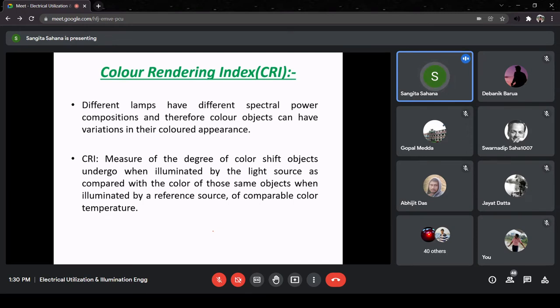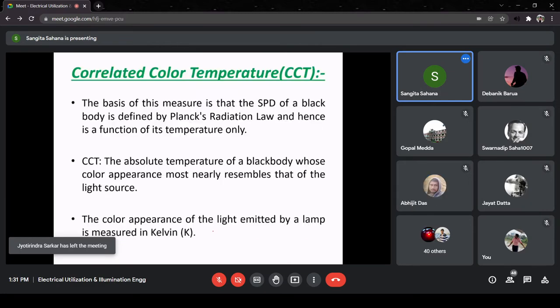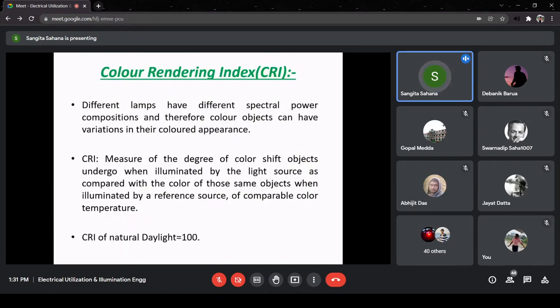So next are two properties of any light source, which are CRI and CCT. Probably you heard these terms in your lab. That is color rendering index and correlated color temperature. CRI and CCT are completely properties of any lamp. So CRI is the measure of the degree of color shift objects undergo when illuminated by the light source as compared with the color of those same objects when illuminated by a reference source of comparable color temperature.